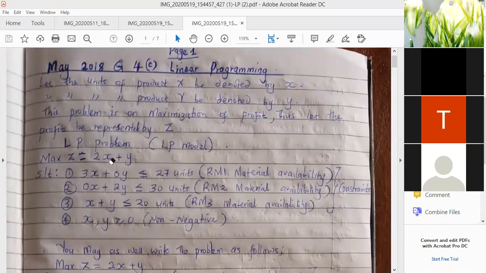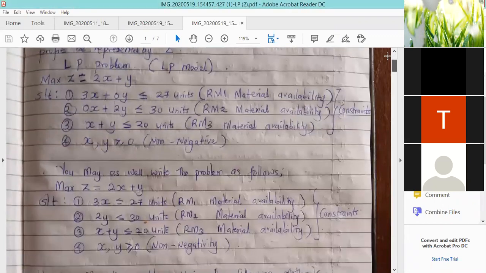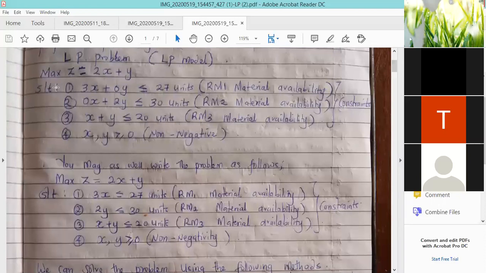The objective function, I've said, let my profit be Z. You can assume it to be any other letter. It's only that most books go for Y. Otherwise, you can write it to be anything else. So I've said, let my profit be denoted by Z. So this is what I'm calling the objective function. My aim being on maximization, and I'll say 2 shillings to be the contribution made by a unit of X, and 1 shilling to be the contribution made by a unit of Y.